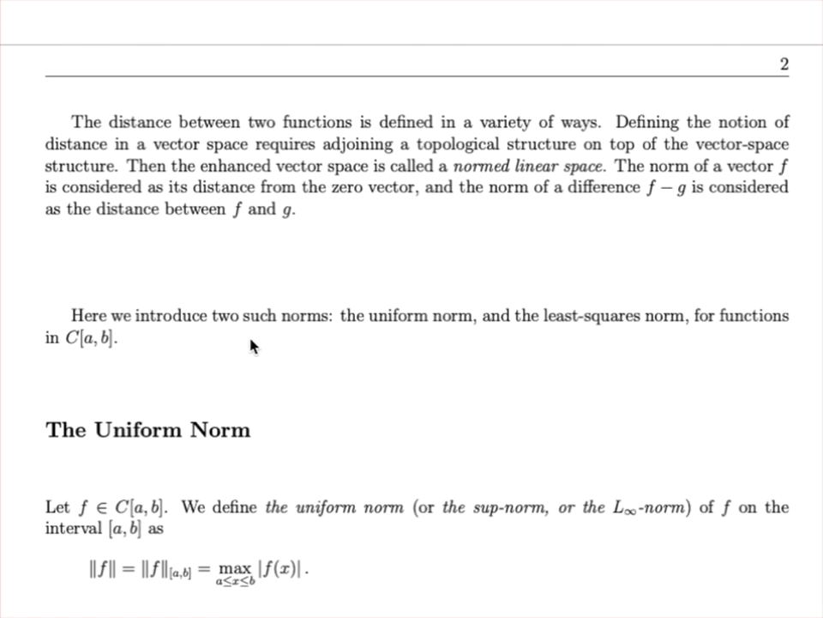Here we introduce two such norms: the uniform norm and the least squares norm for functions in C of AB, continuous on an interval AB. First, the uniform norm.